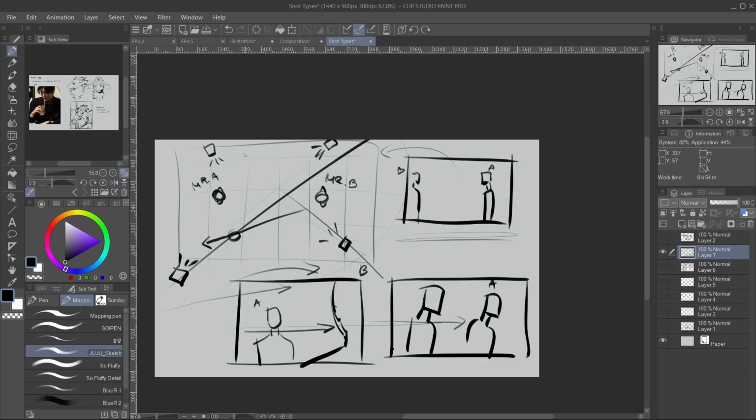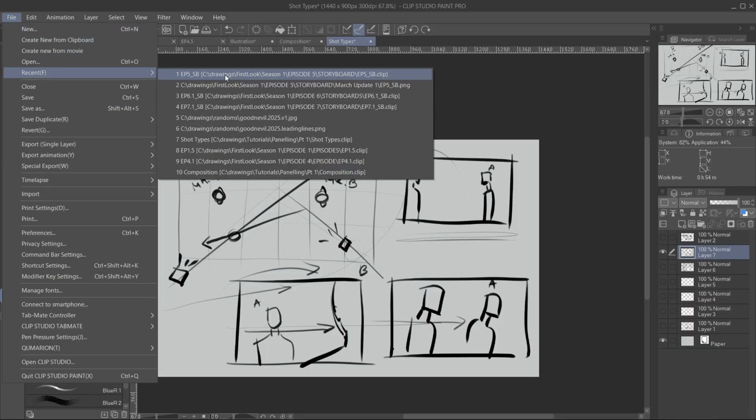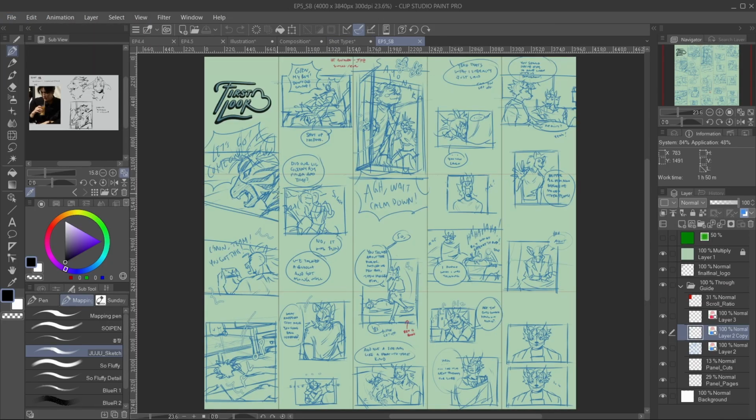And then a lot of panel variety. You don't want to have the same size of panel the whole time. You can see that here. The size of the panels vary so differently, and then the size of the bubbles as well. You want to break up the bubbles a lot. You don't want like a huge block of text.